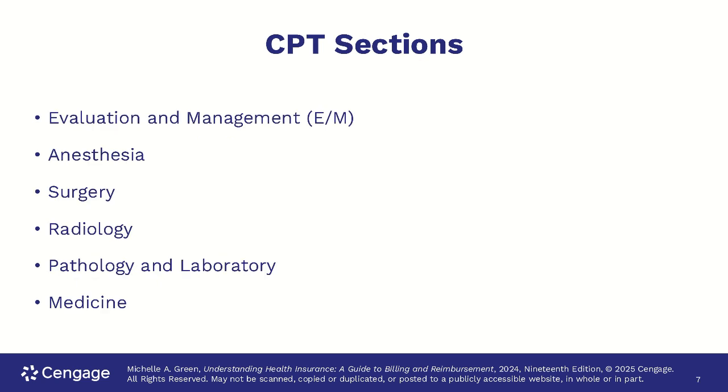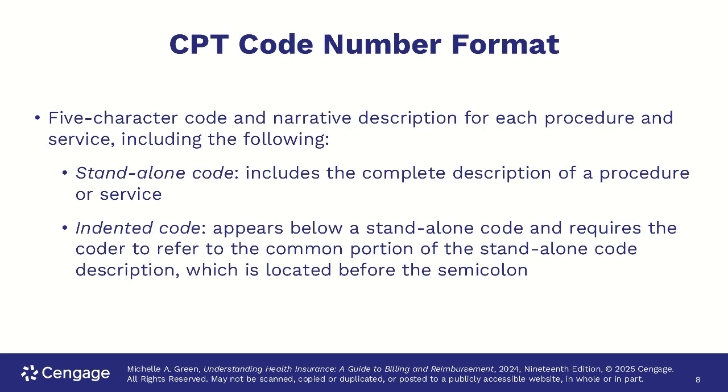So here are the six sections of the CPT code set. The evaluation and management section is located at the beginning because these codes are reported by all specialties. And the medicine section, just want to remind you, is not medication. It is basically everything they couldn't fit in the first 5 sections. They're in the medicine section.